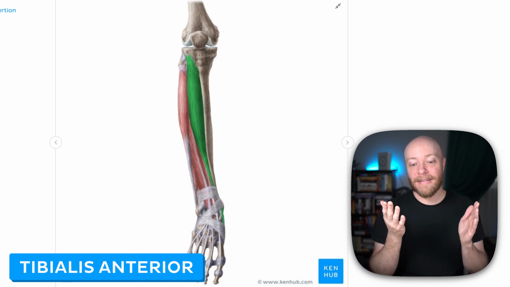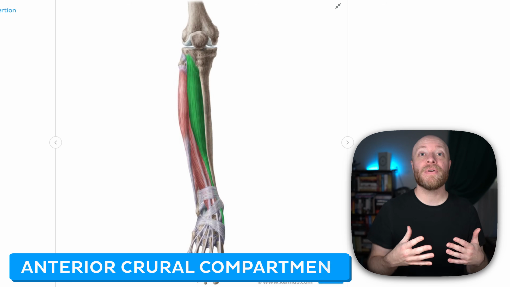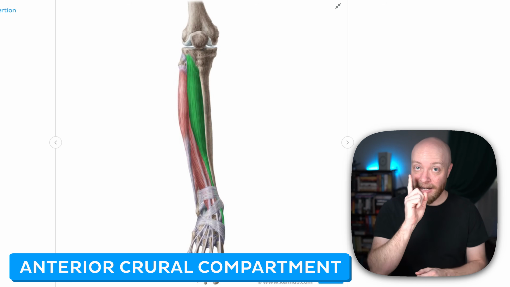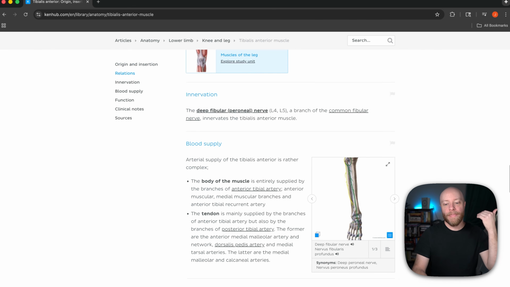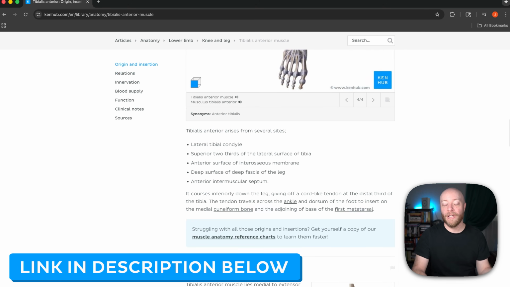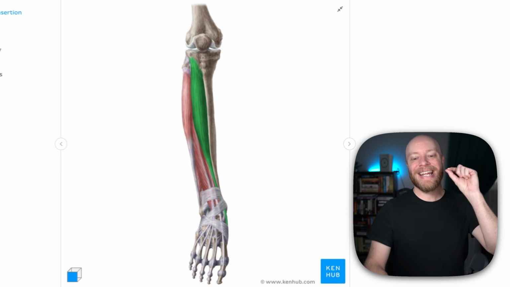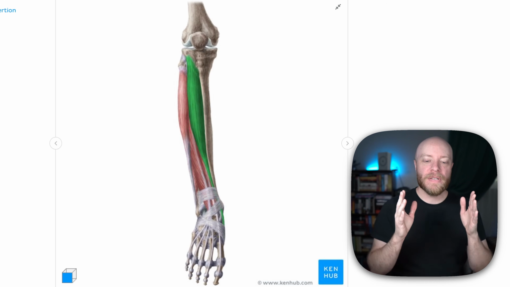This is the tibialis anterior, and it is one of 4 muscles that belongs to the anterior compartment of your crus. And in today's video, to learn about this, we are going to be looking at this 100% free Kenhub article that we've gone ahead and left a link to down in the description below so you can follow along with me.